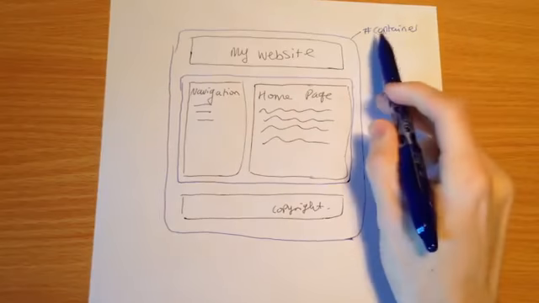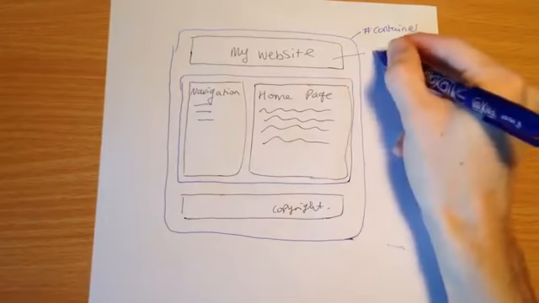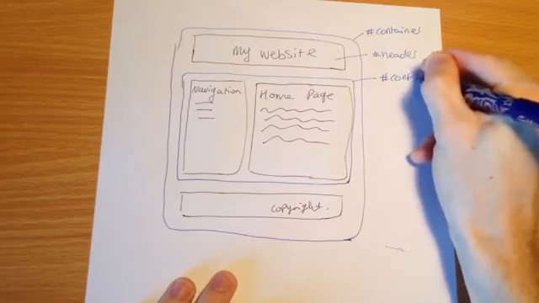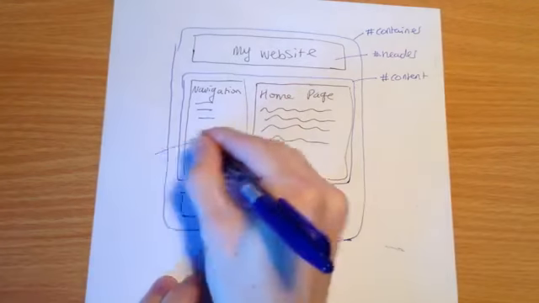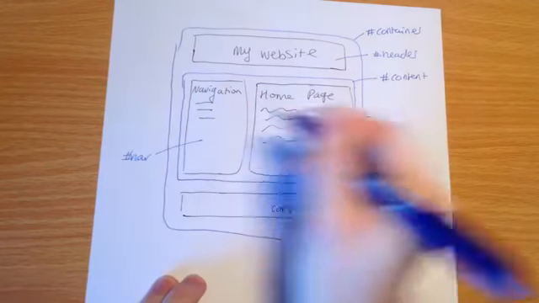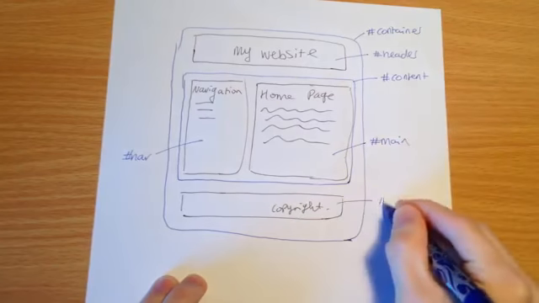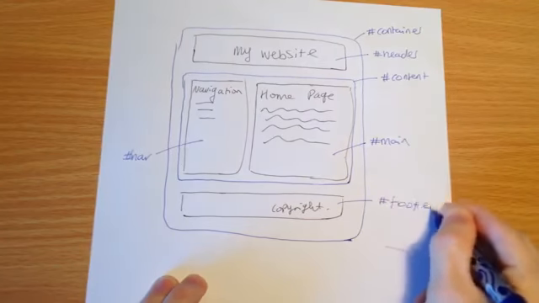We're going to give it the ID container. The hash means it's the ID. Then we've got hash header. This middle container I'm going to call content, and inside of content we've got hash nav for navigation and hash main for the main section, and then hash footer at the bottom.